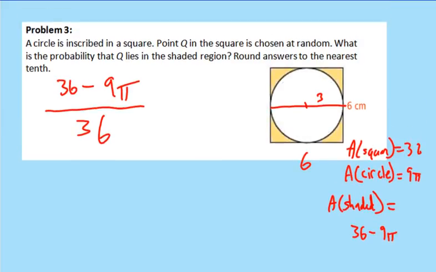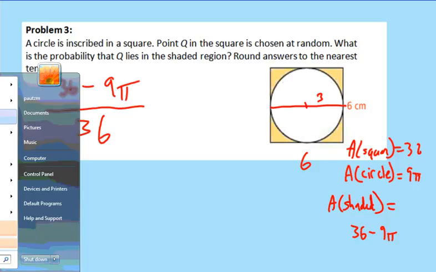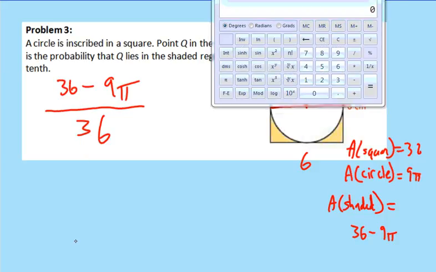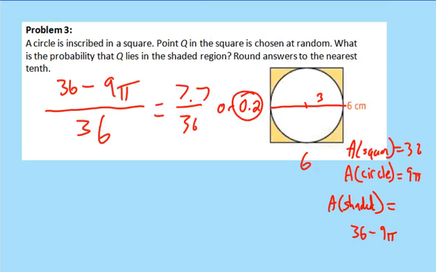It says round your answers to the nearest tenth, so we're going to actually take a calculator and figure out what that is. So I'm going to pause right here and do that. You can do that on your own as well. So when I do that, I get 7.7-ish over 36, which would be 0.2 overall. So 20% of it actually is shaded. So that doesn't maybe look like 20%, but 20% of it would be shaded. Unless I made a mistake, which you could find and show me next time, but I don't think I did.